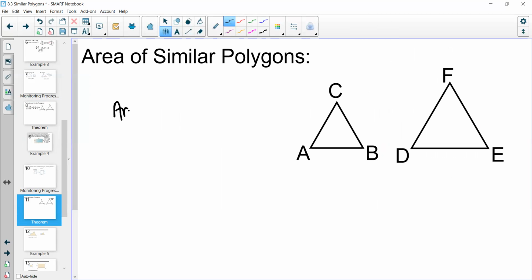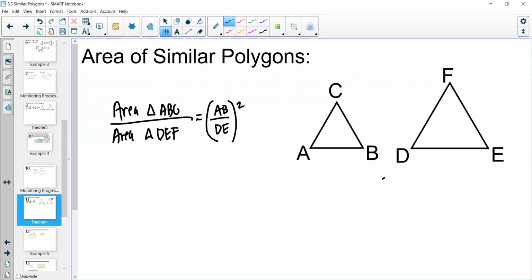If I have the area of triangle ABC divided by the area of triangle DEF, what that ends up being is the proportion of AB over DE, squared. Now area is a square measurement, so it makes sense that this scale factor is going to be squared, but it actually plays a huge role there. So as we're looking at these areas, we can see that it takes that into account.